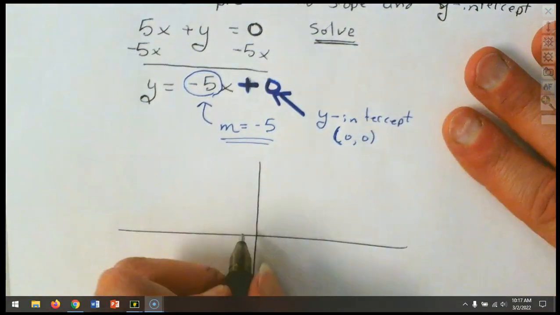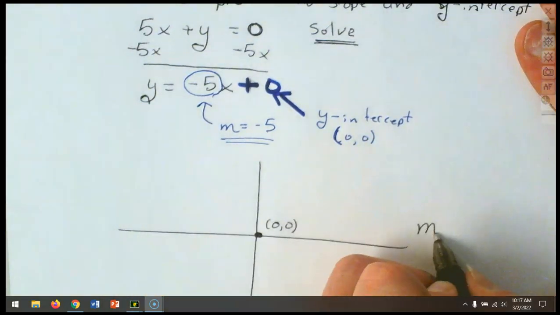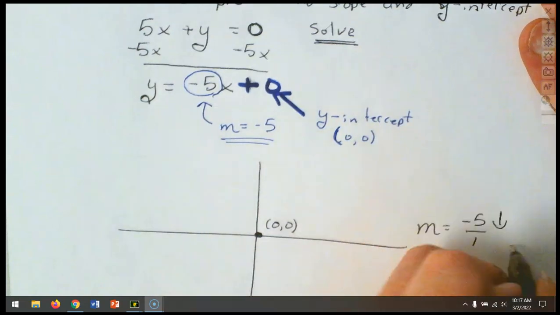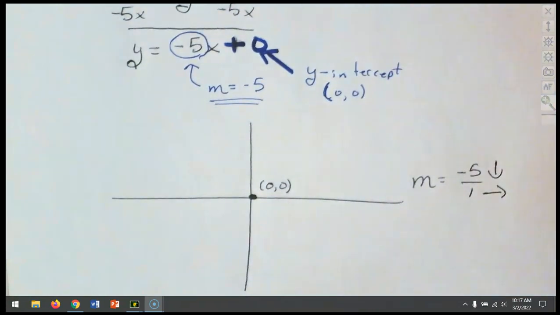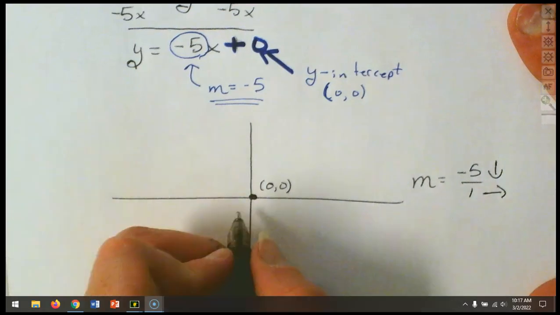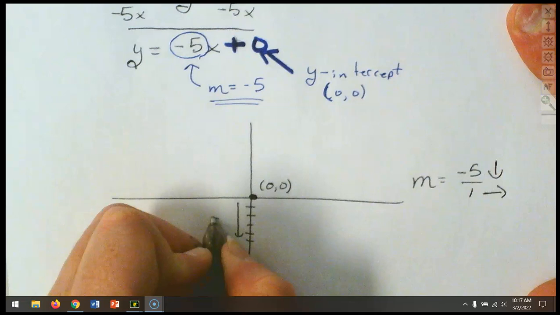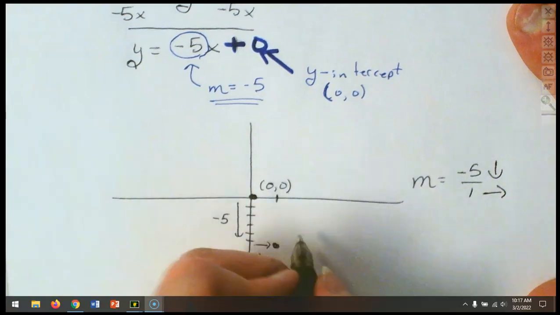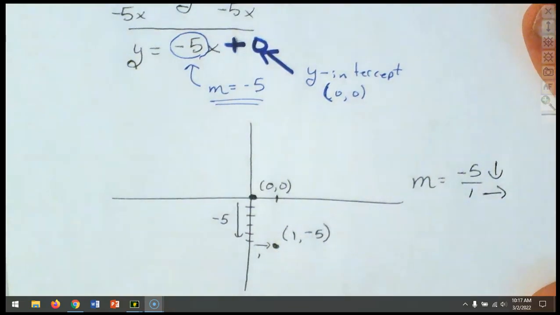Start at 0, 0. What's my slope? Yep, negative 5. And we're going to write that as negative 5 over 1. So we're going to have to go down 5 units and forward 1 unit. So down 5, over 1 unit. Make our new dot. And that would be at now 1 comma negative 5 as an ordered pair.